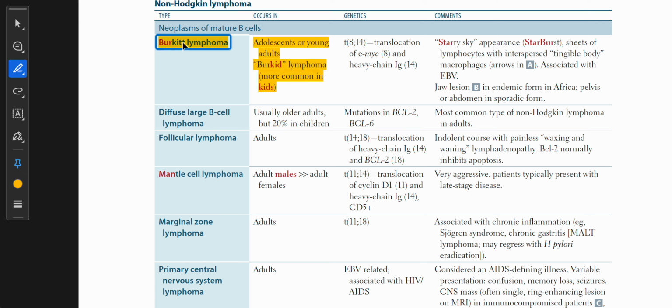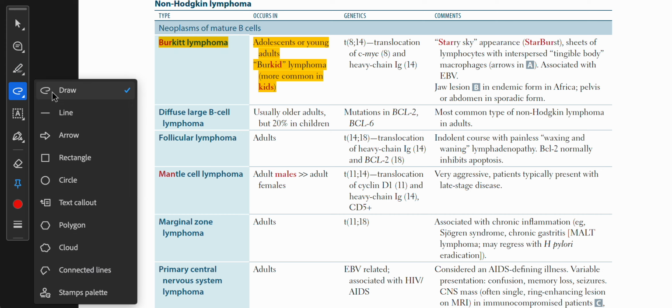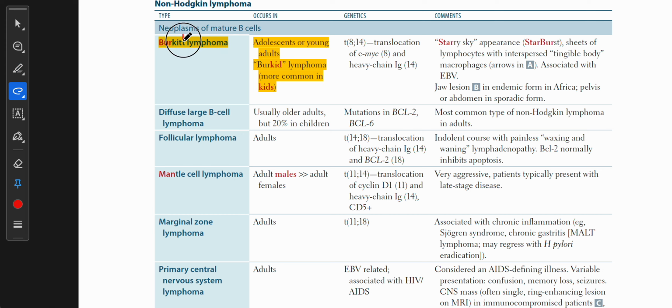So KITT is KID right here. Burkitt is more common in kids. The translocation of MYC on chromosome 8 and the heavy chain on immunoglobulin 14 occurs. The characteristic appearance is the starry sky appearance. Sheets of lymphocytes with interspersed tingible body macrophages are seen. It is associated with Epstein-Barr virus, and it also shows something called the Warburg phenomenon.